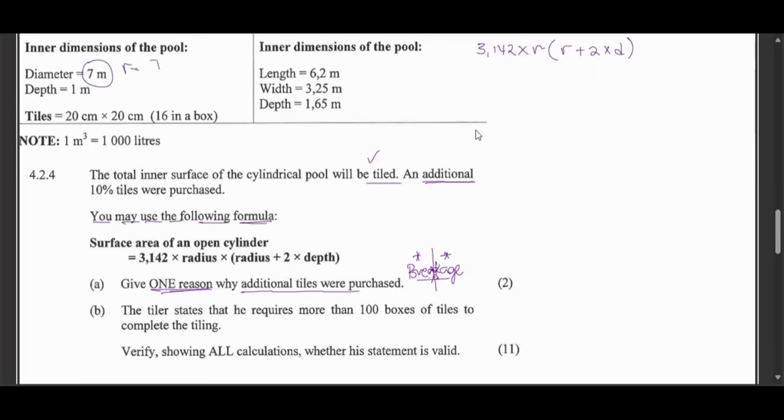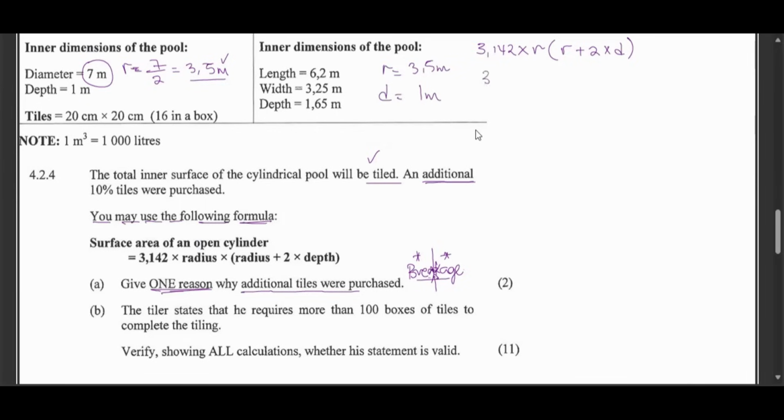R will always equal diameter divided by 2. So in this case, our diameter is 7 meters, so my R is 3,5. What about my D? I need the D here. They have already told me it's 1 meter. Okay, I'm good to go.